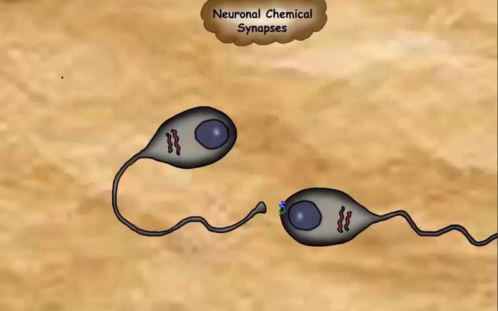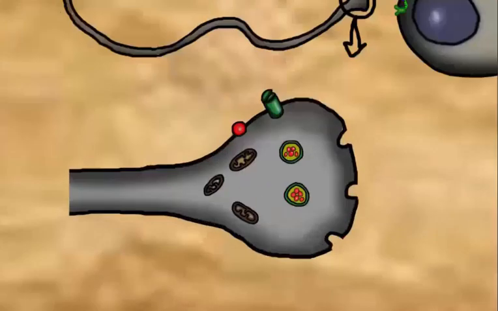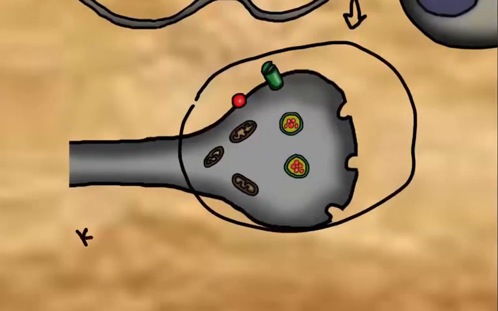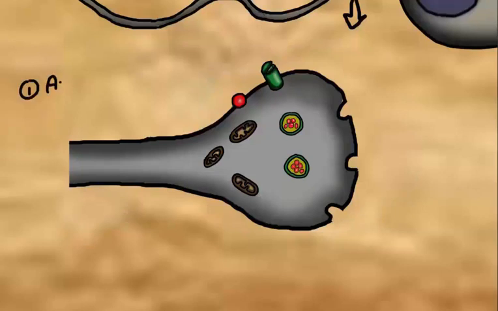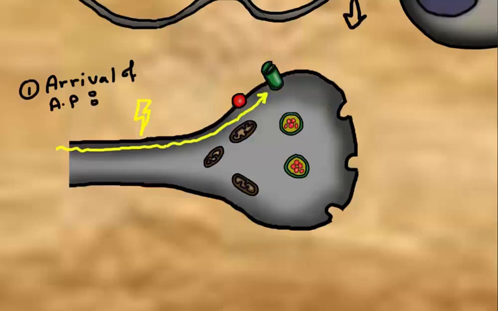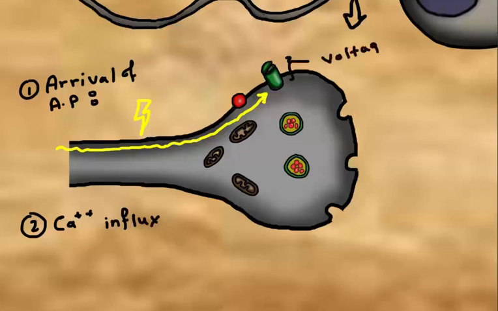Now let's look at the process of neurotransmitter release from the synaptic knob. Here's our synaptic knob. The first step is the arrival of action potential. When the area of the synaptic knob is depolarized, there will be an opening of voltage-gated calcium channels, causing calcium ions to enter the cell down its concentration gradient.